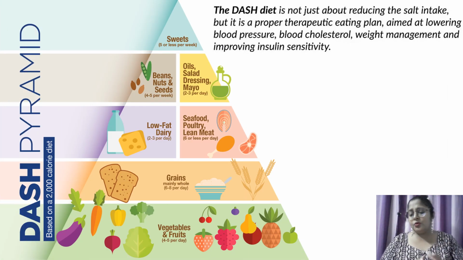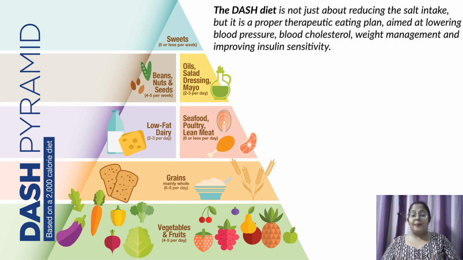So coming to the DASH diet, DASH is the Dietary Approach to Stop Hypertension. It is not just about reducing the salt intake of a diet, but it is a proper therapeutic diet where we are trying to control the blood pressure, along with the factors which are related to increasing blood pressure levels, like blood cholesterol.